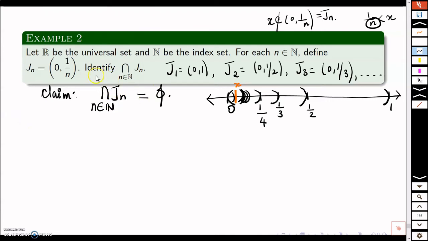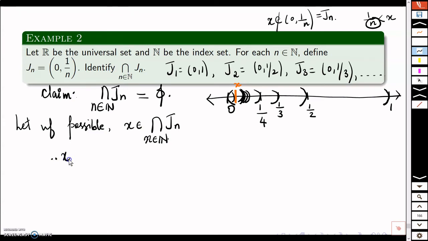So we need to prove that a set is empty. One way to do that is you assume that there is a point in that. Okay, so let, if possible, x belong to the intersection of all the Jn's, where n is coming from the set of natural numbers. So x is there in Jn for each natural number n, because it is there in the intersection of all the Jn's, right? So for all n in N, x will belong to Jn. But what is Jn? That is 0 comma 1 by n.